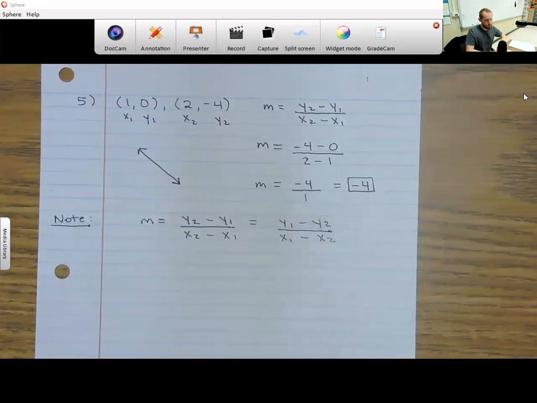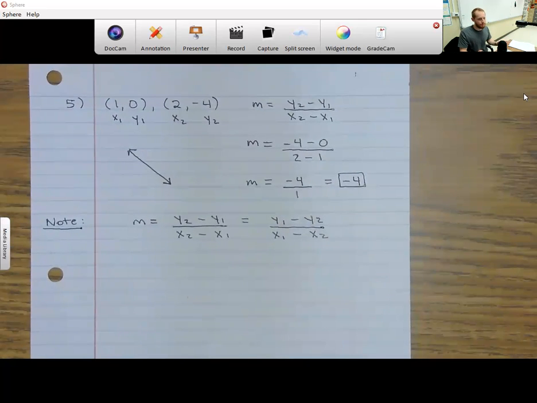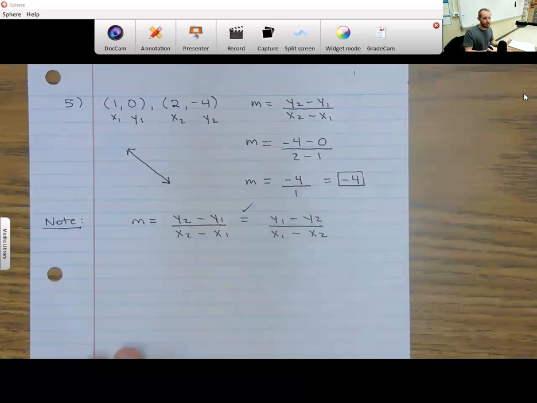Notice how we're still subtracting the y's at the top. That hasn't changed. We're still subtracting the x's on the bottom. But the only difference between these formulas is I've got the first coordinate going, and then we're subtracting the second coordinate. So this actually works too. So we're going to try number 5 again, but we're going to use this formula instead, because these two are the exact same formulas, as you'll see.